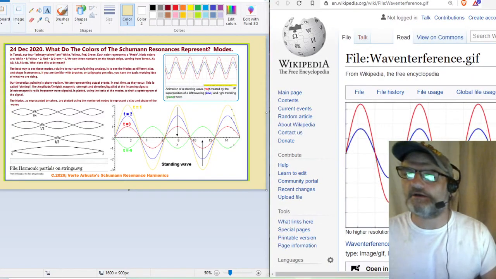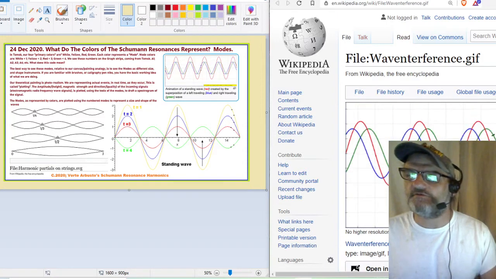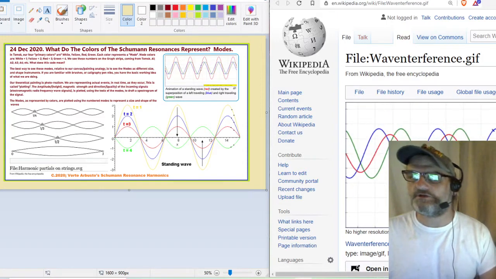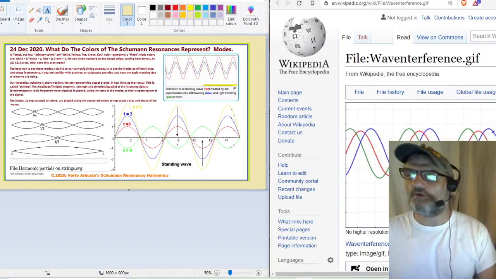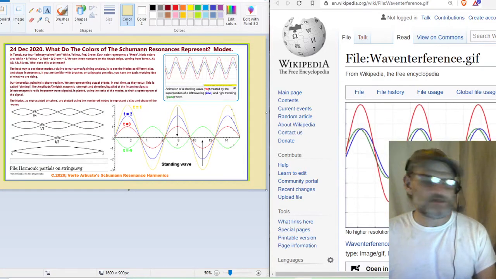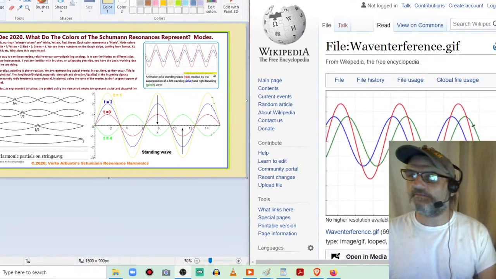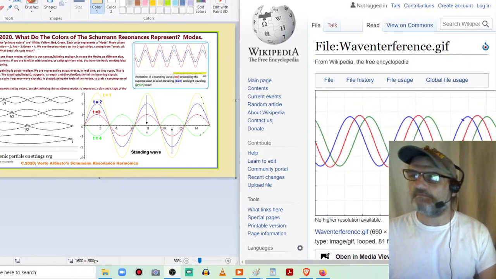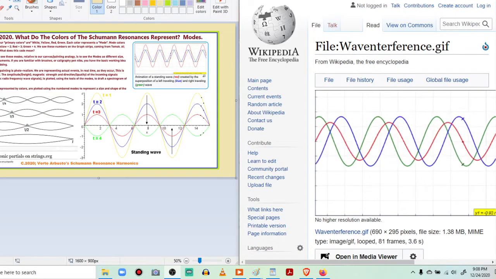Okay. All right, so that's a standing wave interference. In physics, a standing wave, also known as a stationary wave, is a wave which oscillates in time, but whose peak amplitude profile does not move in space. Okay, so you're seeing that? Actually, hold on. Okay. It does not move in space.